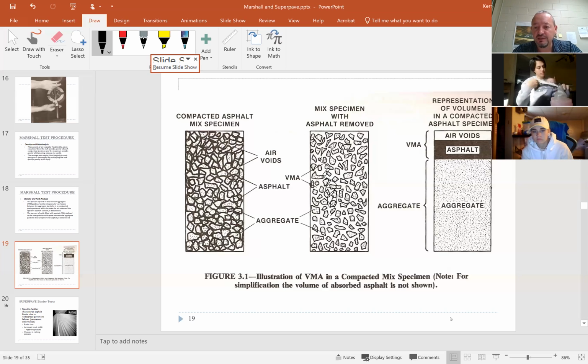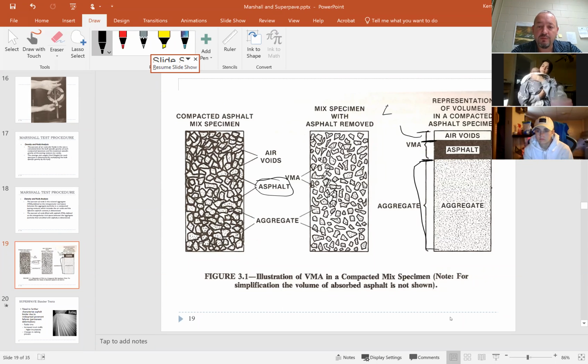And so there's two things that can be in those voids. It's either going to be filled with air or asphalt. And primarily we want that to be filled with asphalt. And so you can see over here on the right, by volume here, we would have mainly aggregate, and then we would have a small percentage of asphalt, and then a relatively small percent of air.